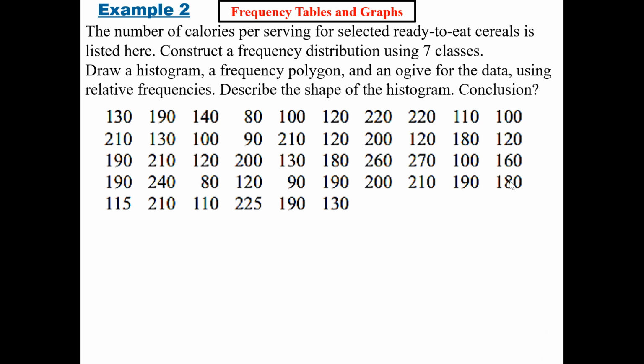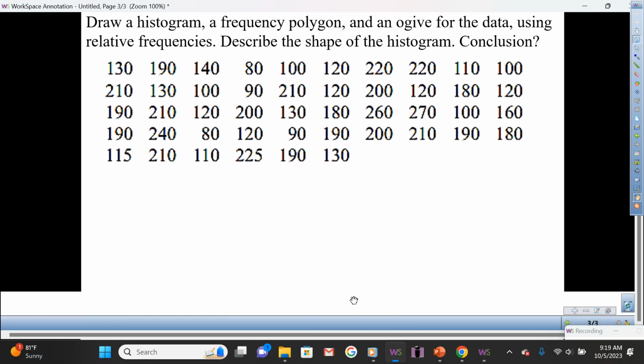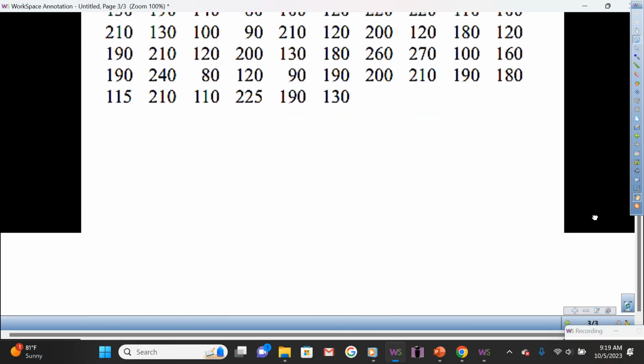All right. Looks like most of us already copied the data. So let's get started. Once again, the problem talks about the number of calories per serving for all these ready-to-eat cereals. So we need to build the frequency distribution for 7 classes. So, tell your neighbor step 1.